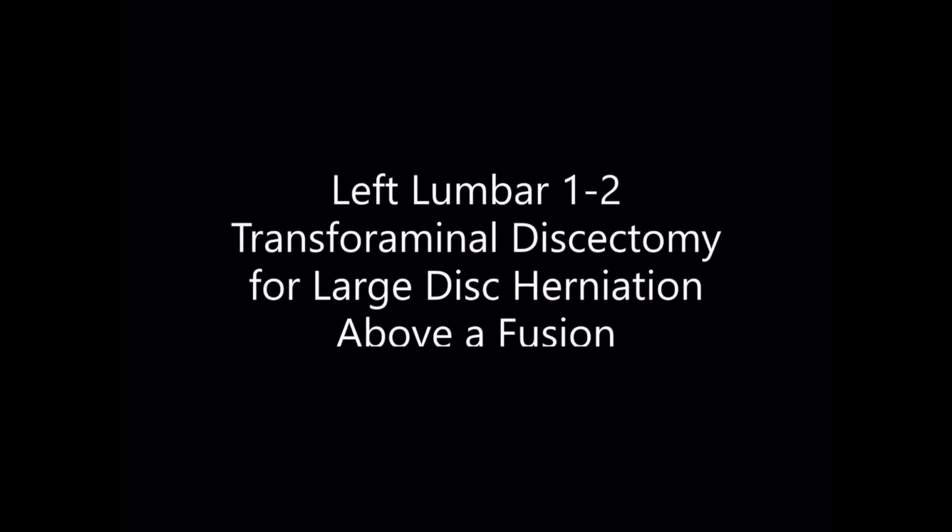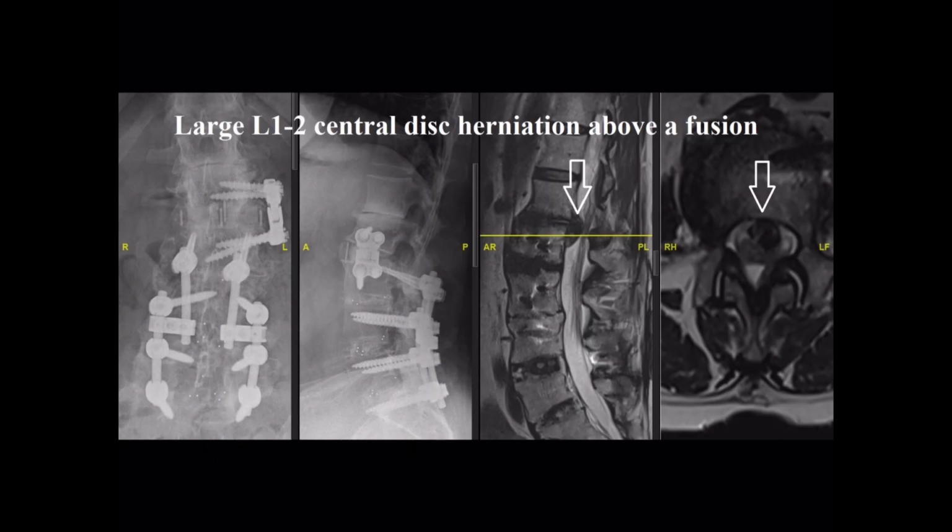Moving on to case number 2, we have another endoscopic discectomy, this time at the level of L1-2 above a fusion. We begin with our pre-op images, which are shown here. You will notice the large herniation in relation to the existing hardware from the prior procedures.